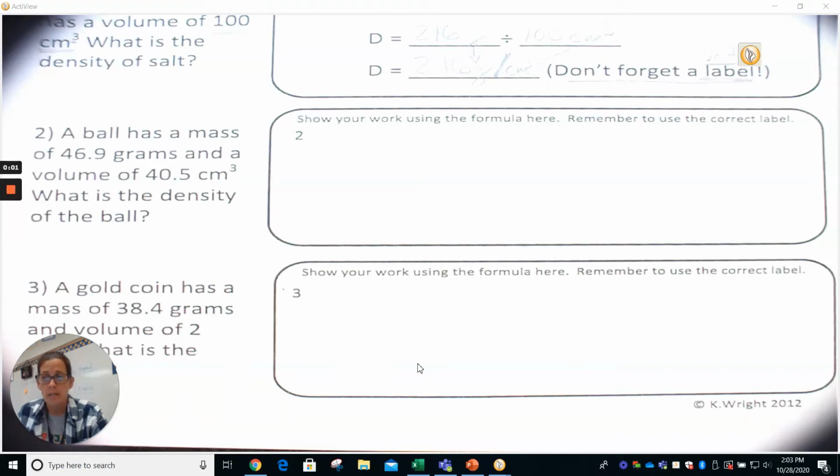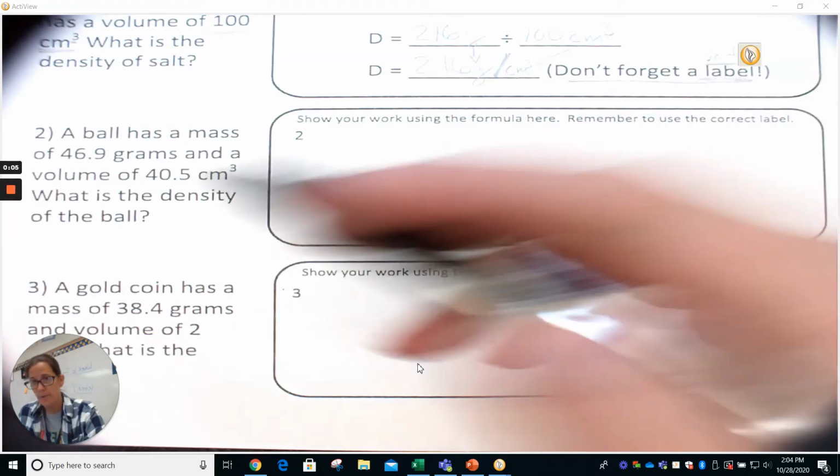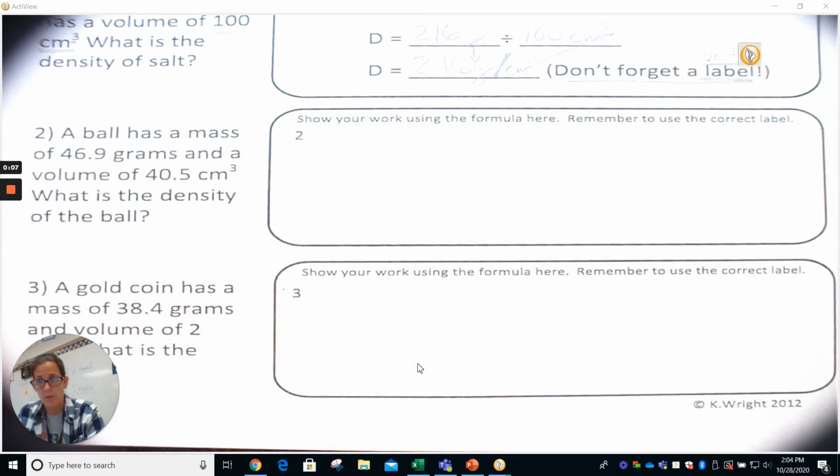Okay, so are you ready? Let's look at these problems that hopefully you just finished. Number 2 on the paper, I think it's number 3 on your work. It says a ball has a mass of 46.9 grams and a volume of 40.5 centimeters cubed. What is the density of the ball?